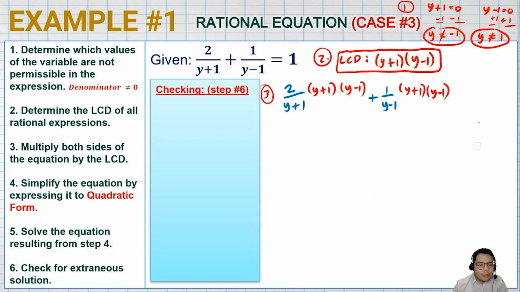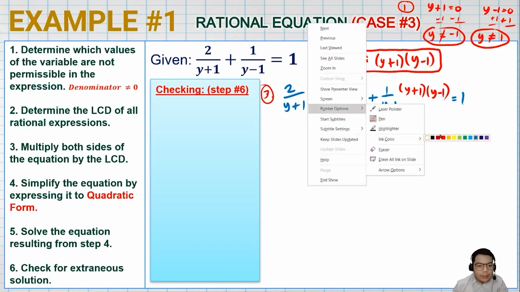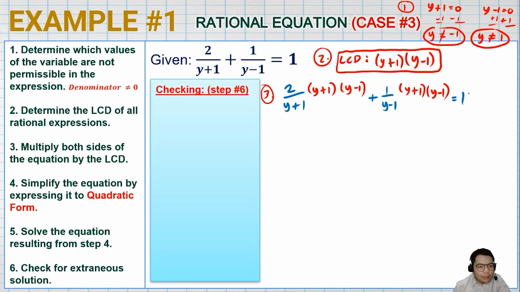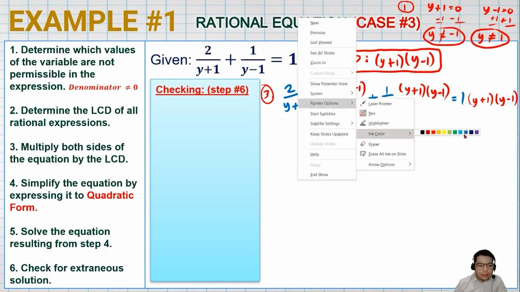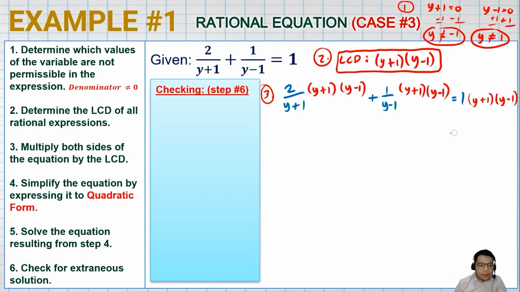So, next, we continue with the equation. So, we have here equals to 1 or equal to 1. Then, we have to multiply also this one to y plus 1 and y minus 1. Yan. So, to finish multiplying, we can still simplify some of this. So, we can reduce or cancel this following equation. Yan. So, pag minultiply natin to, we can divide y plus 1 over y plus 1. This will just be both equal to 1. This one naman is y minus 1 over y minus 1 will just be equal to 1. Yan. So, yun yung mga simplify natin.